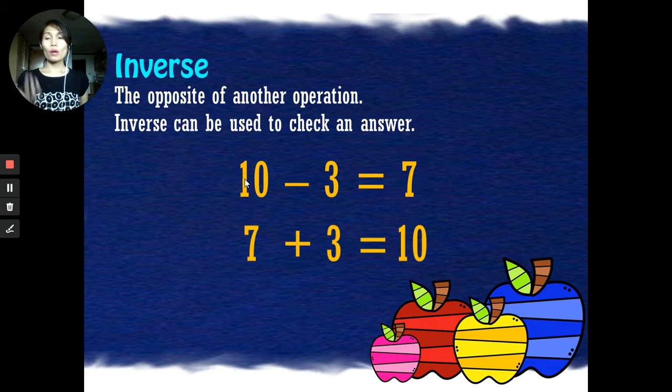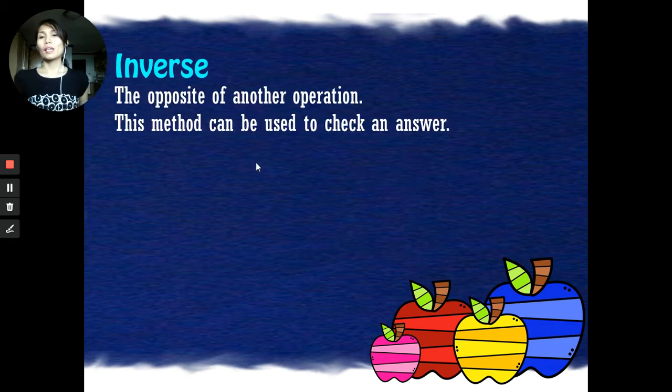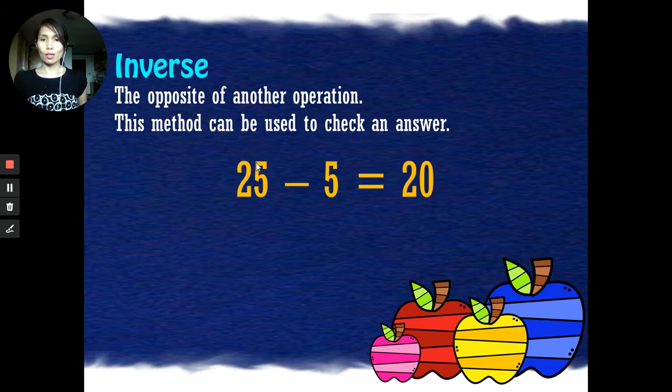So remember, when we say inverse, that means we use the opposite operation. What is the opposite of minus, of subtraction? It's addition. What is the opposite of multiplication? It's division. So they are the inverse operations. So let's try another one. Okay, 25 minus 5 equals 20.